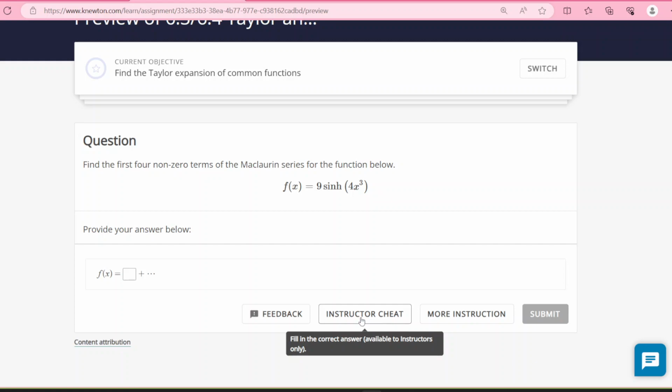You will not see this instructor cheat button. This is for instructors only. But you should see a more instruction button. So if you're ever struggling with a topic or a particular question, you can click on more instruction and it'll take you to a page with further reading to do or videos to watch or both. And then it'll give you questions related to that instruction that you can work on while the instruction is still available, and you can keep referring back to it. And you can keep using this more instruction whenever it's available to get through the entire assignment if you wish.